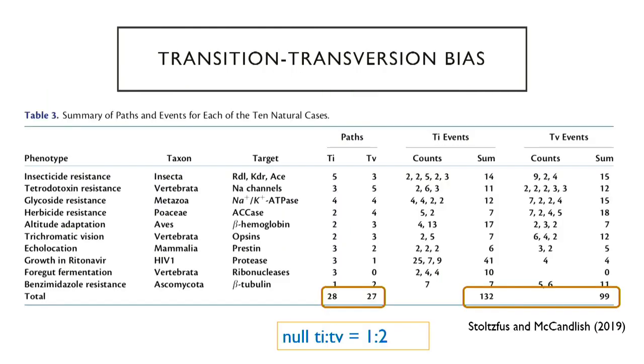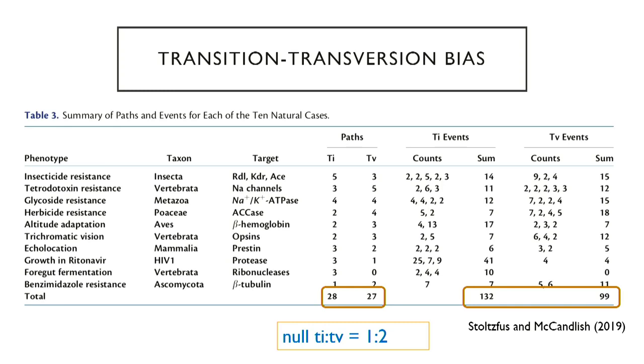A few years ago, we collected data on 10 of these cases covering diverse taxa and various proteins, and we looked for an effect of transition-transversion bias. So the way to read this is the paths and events distinction. So, for instance, in the second row, tetrodotoxin resistance, there's 8 different ways that this has evolved in parallel, 8 different amino acid changes. 3 of them are transitions and 5 of them are transversion paths, and the 3 transitions happen 2, 6, and 3 times, and the 5 transversions happen 2, 2, 2, 3, and 3 times. So each of these numbers of events is 2 or more because we're only counting parallel changes.